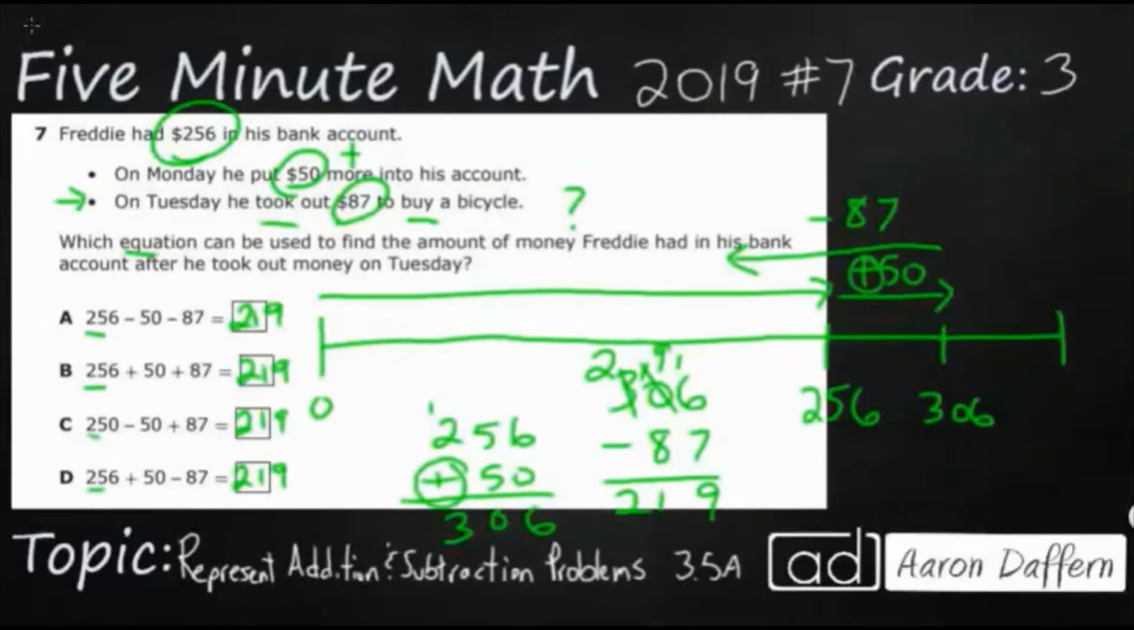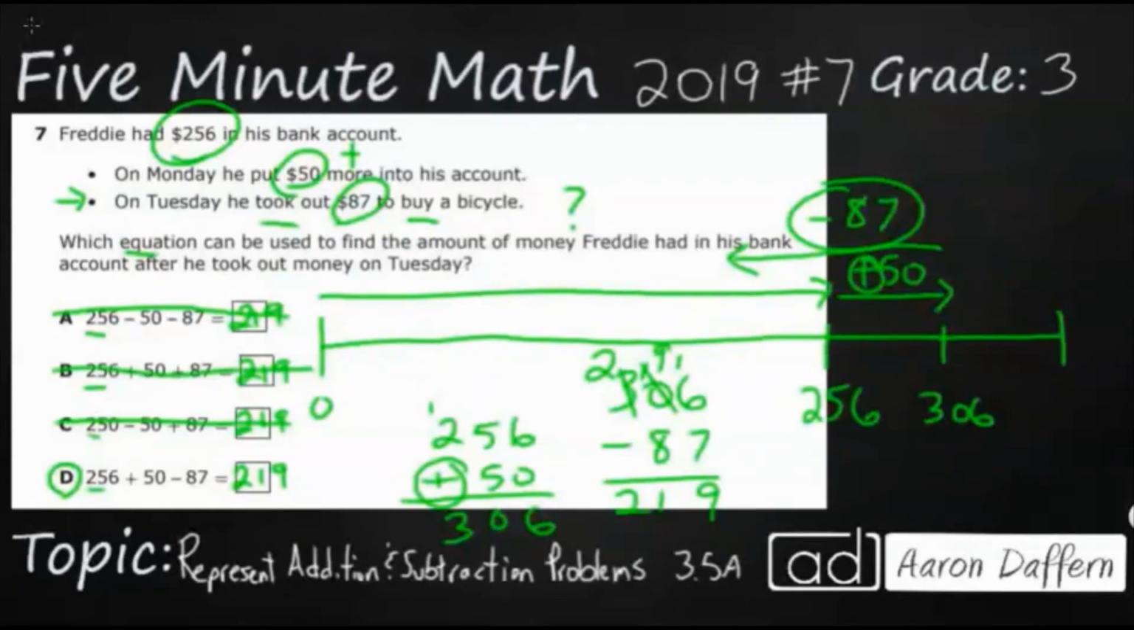So that means we're not going to use C because that subtracts first, and we're not going to use A because that also subtracts first. And then we finish by taking away the 87, and so that is going to leave us with this D, because if you look at B, you're wanting to add both the 50 and the 87, and that is going to be much too large. So our answer is D, 256 plus 50 minus 87.